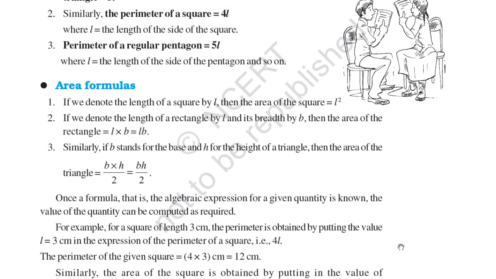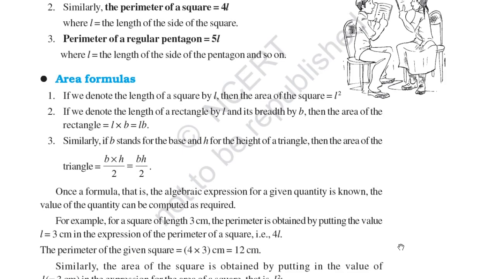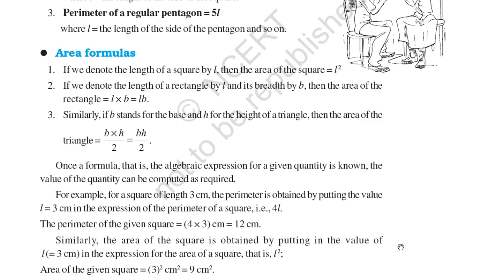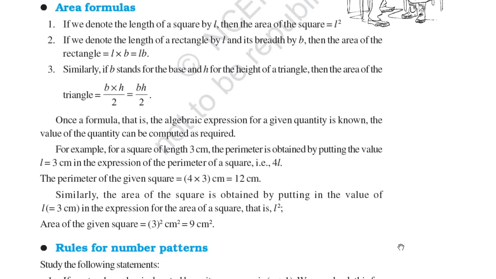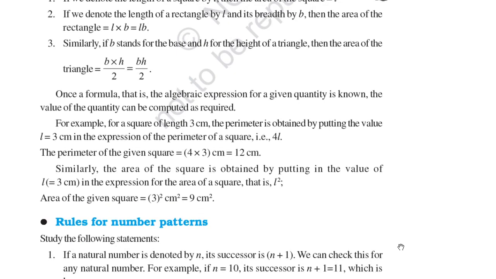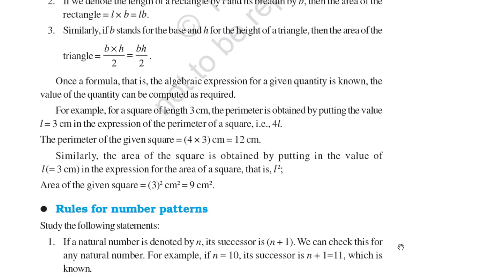If we denote the length of the square by L, then the area of the square becomes L square. If we denote the length of the rectangle by L and its breadth by B, then the area will become L into B, LB. Similarly, if B stands for the base and H stands for the height of a triangle, then the area of the triangle will become 1 by 2 B into H, that is BH upon 2.